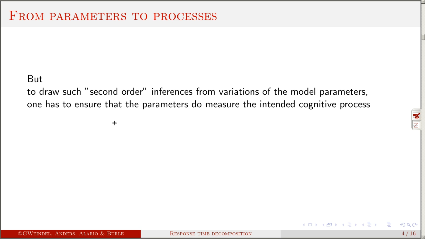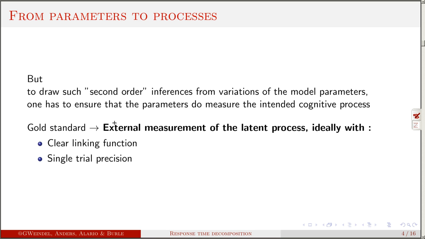But in order to draw such second-order inferences from variation of the model parameters, one has to ensure that the parameters do measure the intended cognitive process. To validate such an interpretation, there is one gold standard: using an external measurement of the latent psychological process. If one can find a measurement that has a clear linking function, namely that the measure is undoubtedly linked to the given process, then we can validate the interpretability by testing for the recovery of that measure, ideally with single-trial precision, by the model parameters.